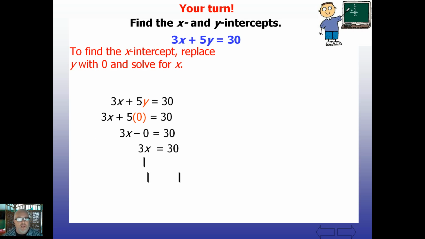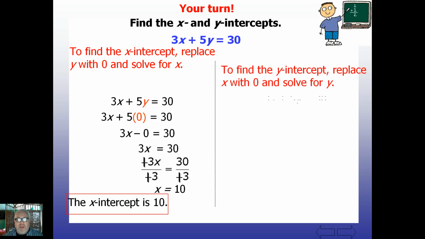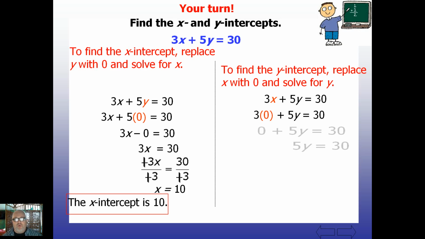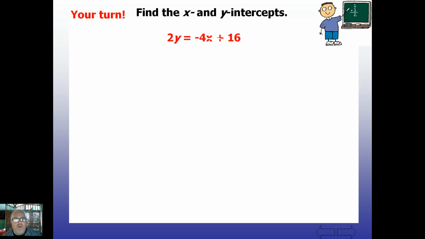Alright, how about this? If you plug 0 in for y, we end up with the x-intercept being 10, because 3 times 10, of course, is 30. Now what if we flip that around, and this time we let x be 0 to solve for the y-intercept. So 3 times 0 is just 0, so we can ignore that. So 5y equals 30. What must the y-intercept be? Of course, that is 6. X-intercept 10, y-intercept 6.